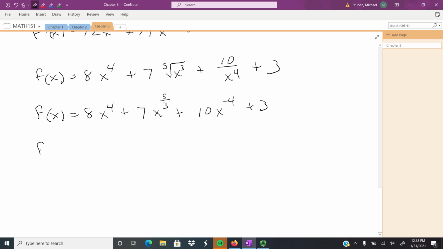And now I can find my derivative. So this is going to be 32x cubed. This is going to be 35 over 3 times x to the 2 thirds, minus 40x to the minus 5. All right.